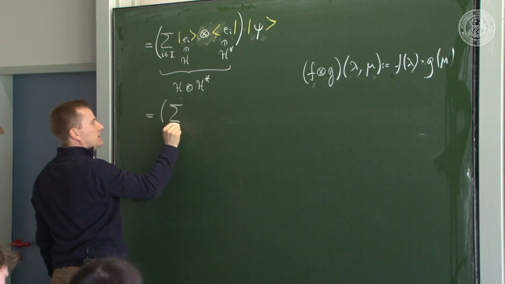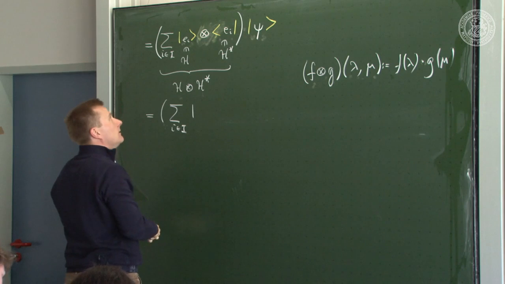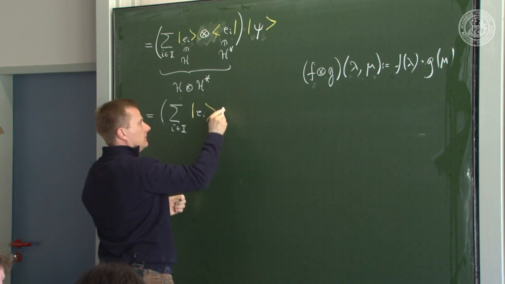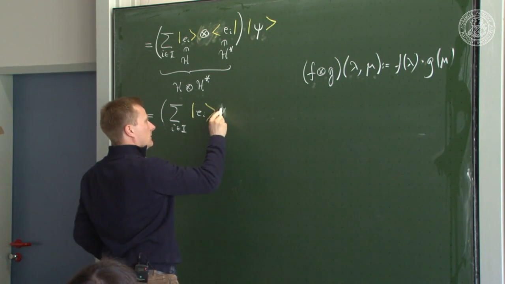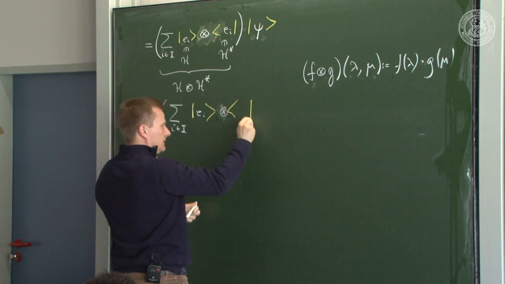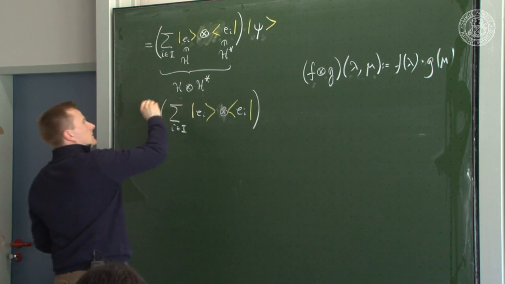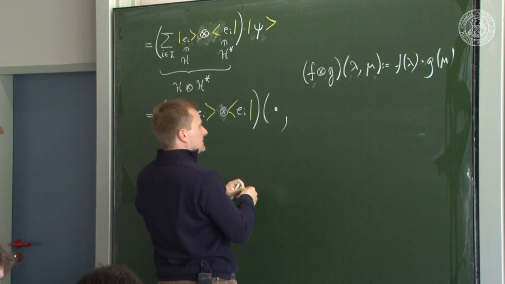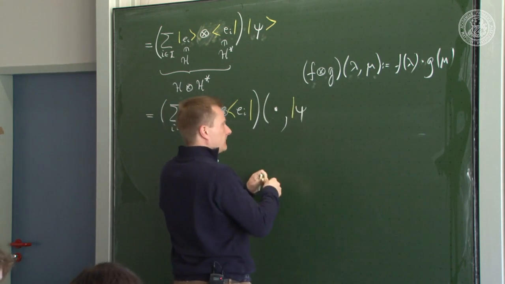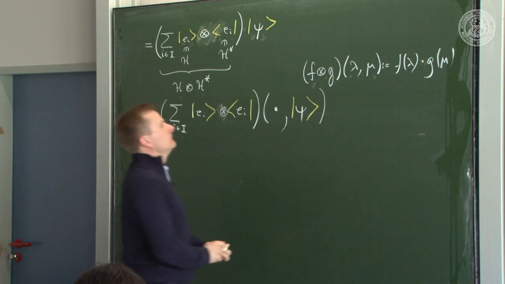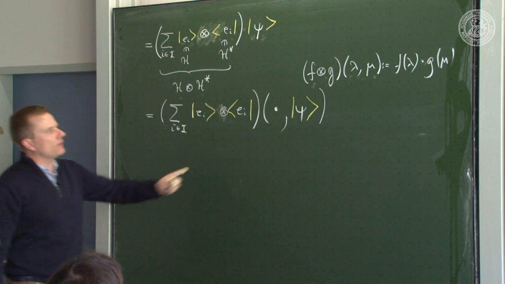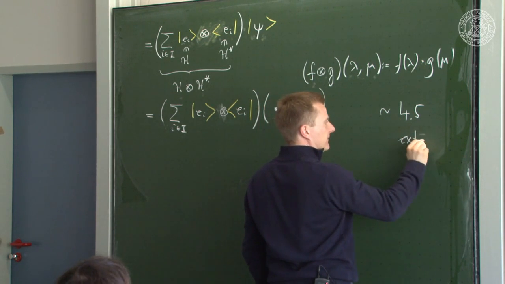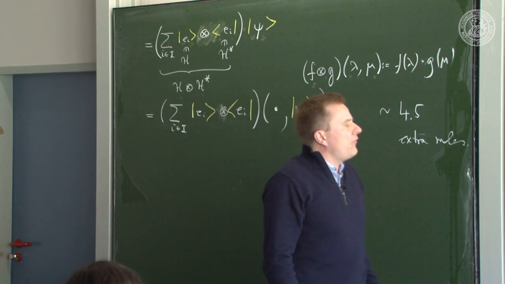So actually the whole thing is meant as the sum over i of e_i tensor e_i. So the whole thing actually keeps an open slot here and then submits the psi in there. Okay, so this is how it is meant if I also make this extra rule. So my counting is roughly about 4.5 extra rules so far. All right? For what?